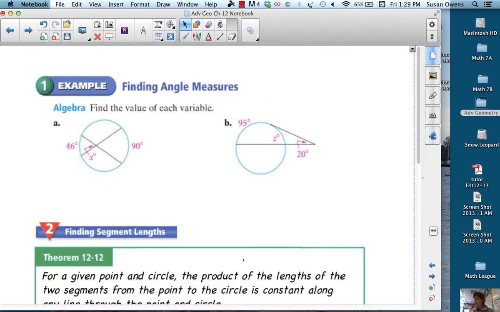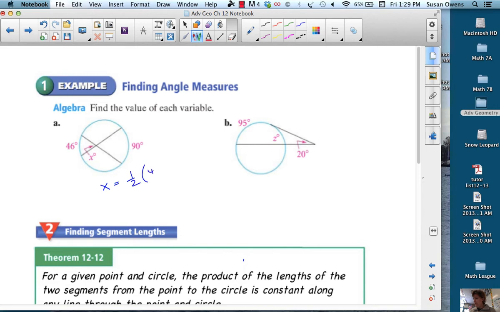So here we have some quick examples. So for the first one, they intersect inside, so x equals 1/2 the sum of the two. So I'm going to take half before I'm going to distribute it.